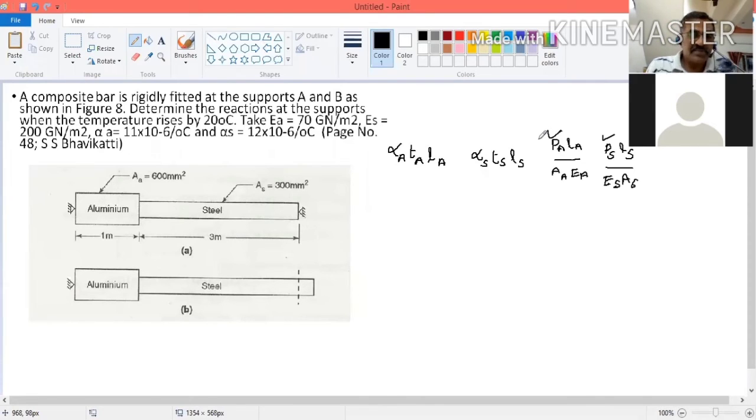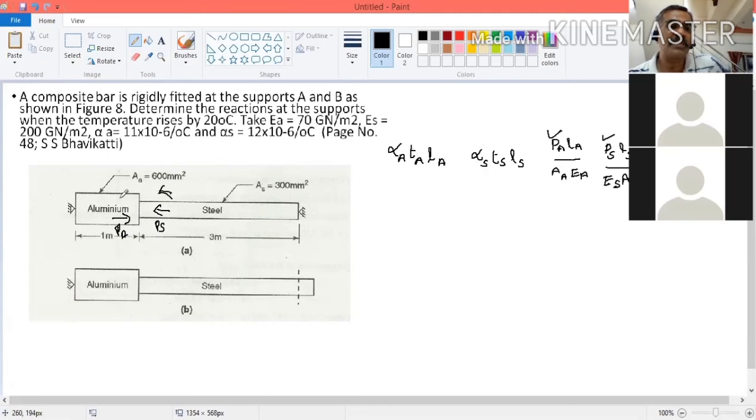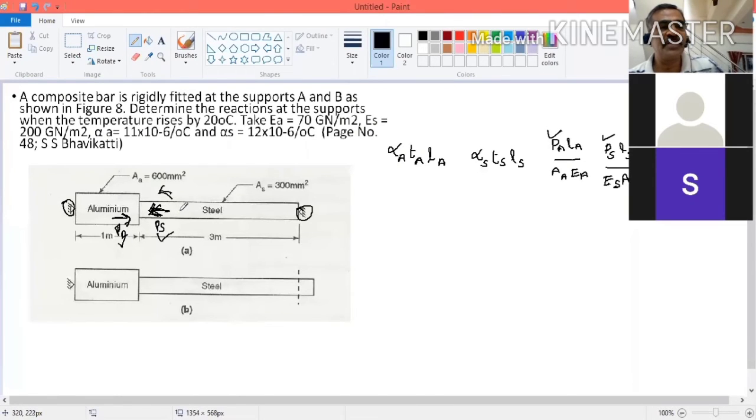P A will be acting in this direction. P S will be acting towards this direction. This is P A. This is P S. Due to the temperature rise, this will try to expand in this direction because here it is restricted. Here it cannot expand. It is completely rigid. So it will try to expand but it cannot. Then at which position it will stop? When P A is equal to P S. It must be equilibrium, no?